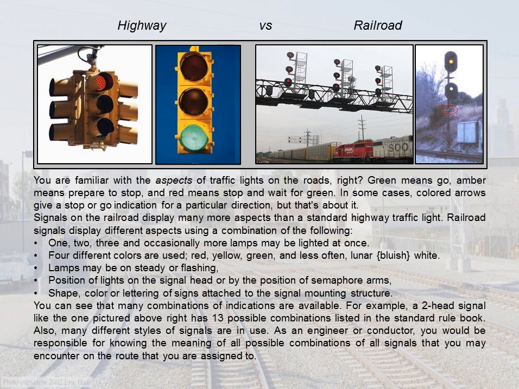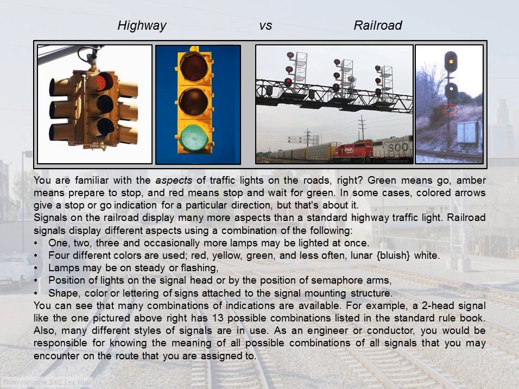You are familiar with the aspects of traffic lights on the roads, right? Green means go, amber means prepare to stop, and red means stop and wait for green. In some cases, colored arrows give a stop or go indication for a particular direction, but that's about it. Signals on the railroad display many more aspects than a standard highway traffic light.